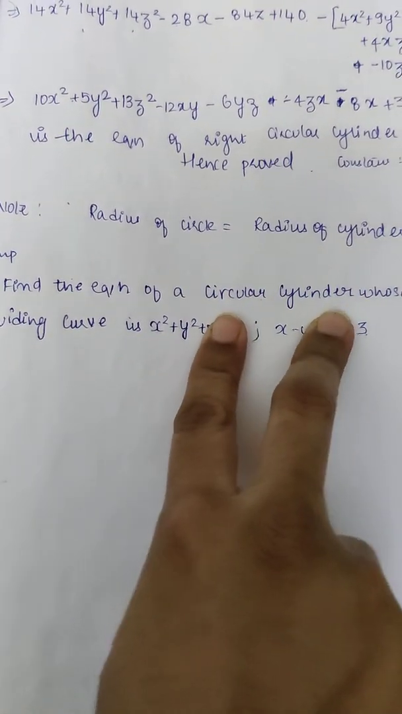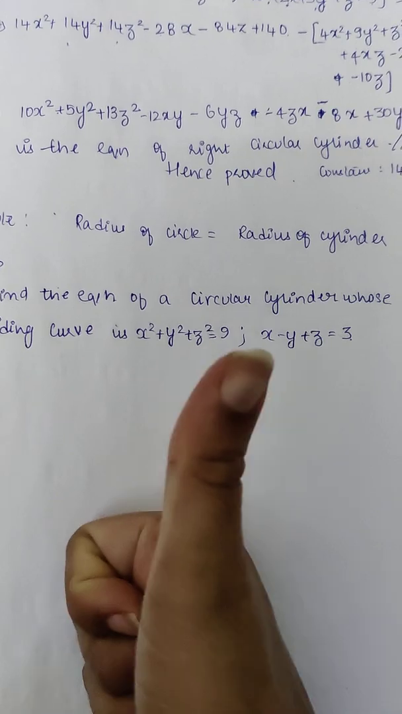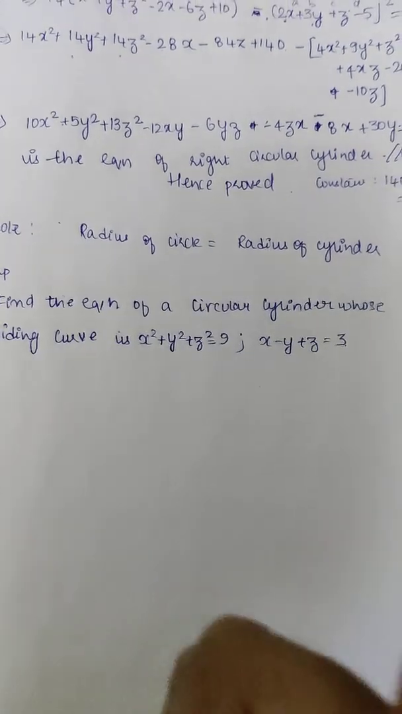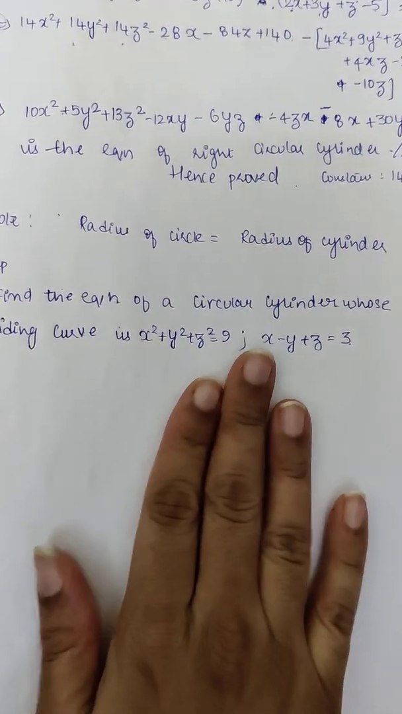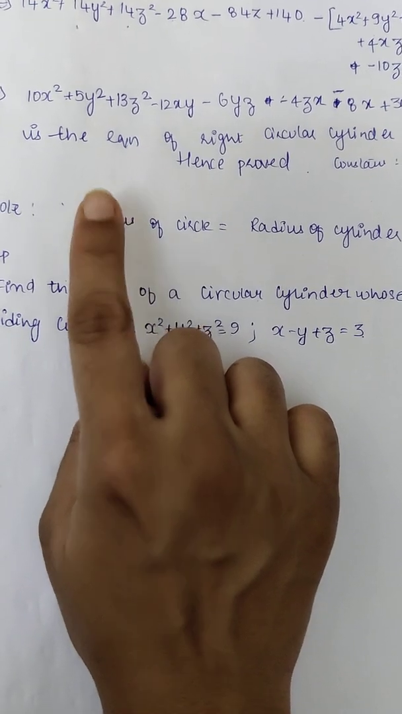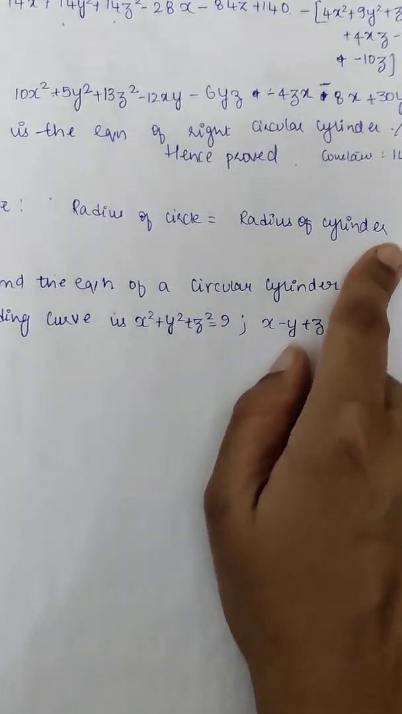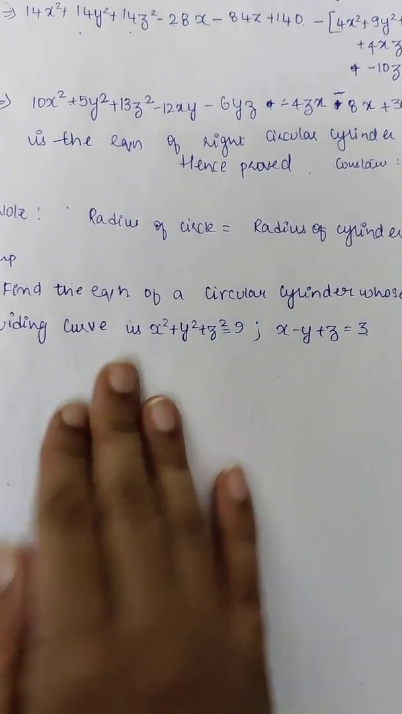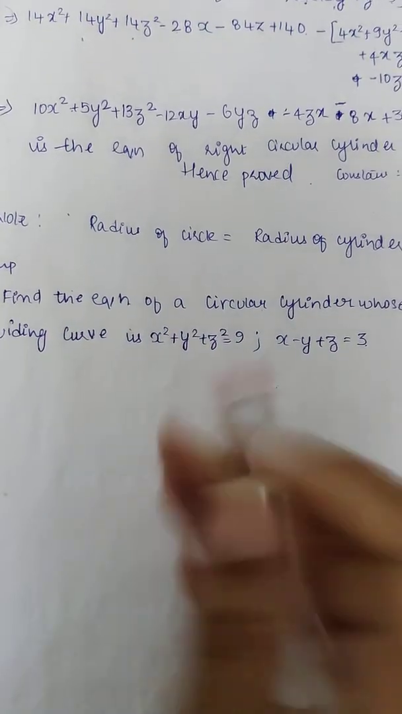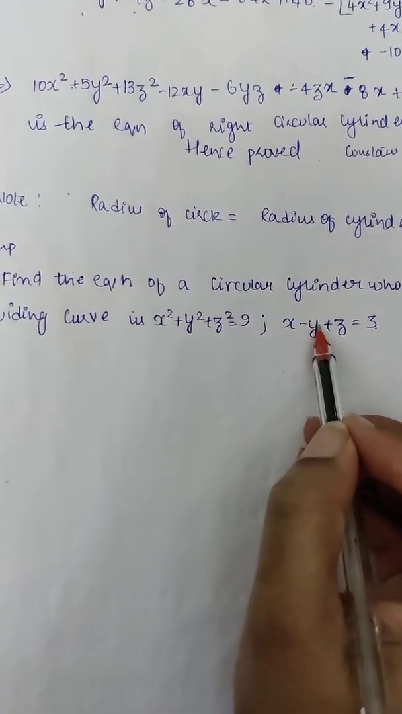Now with the circle equation, girls, I will try to construct the radius of the cylinder and the axis. Remember what I said in the note point: radius of the circle is same as the radius of the cylinder. In order to find out the radius of the cylinder, you have to just find out the radius of the circle. So let us start solving it with the given equations, which is the circle.